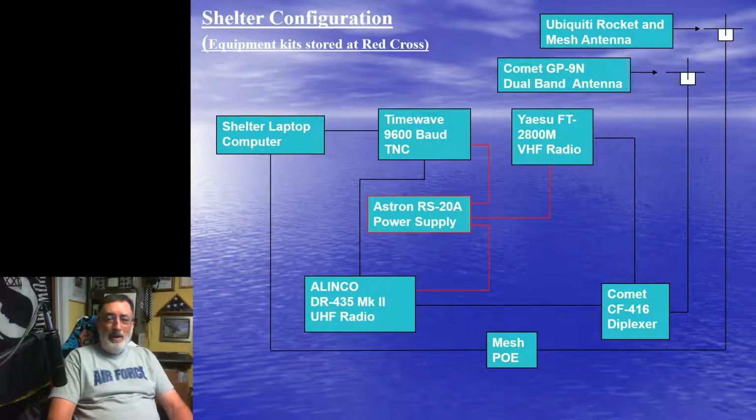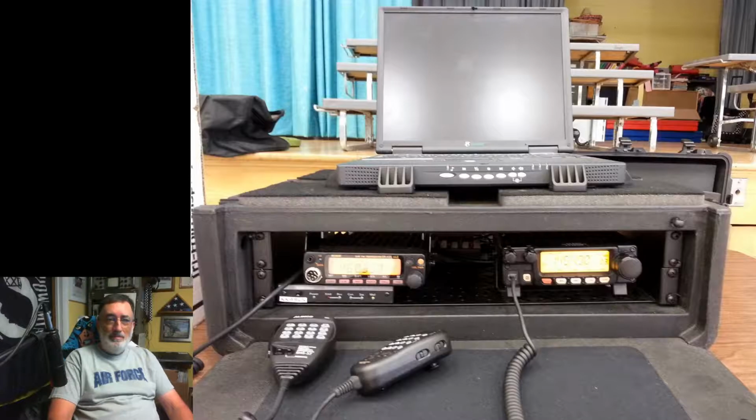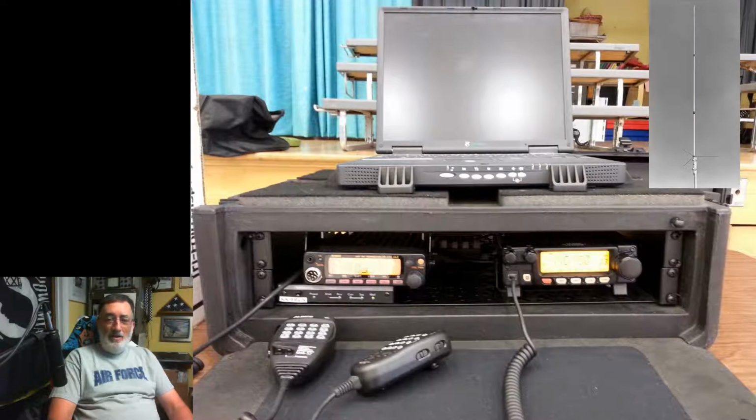This is a basic block diagram of the configuration of the shelters. Note that this includes the equipment deployed in a shelter kit. Daily, only the shelter mesh nodes and the VHF-UHF antenna are on site. This is a front view of the shelter desktop kit. The power kit is not pictured. We have upgraded the computer and the TNC since this picture was taken. Each site also includes a GP9 antenna that is permanently mounted outside.